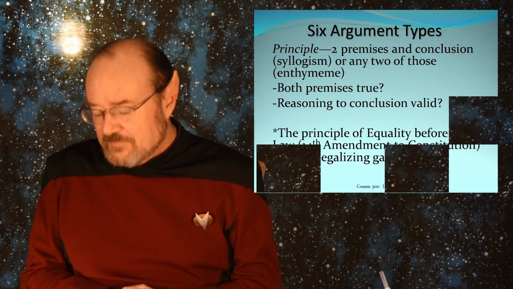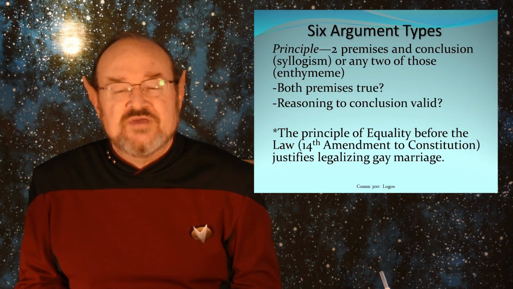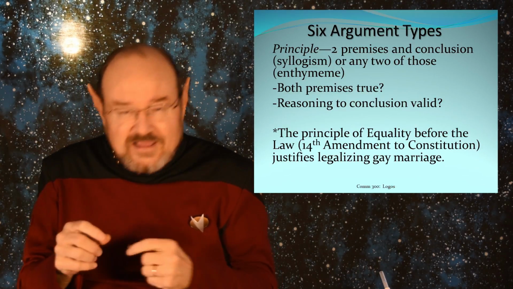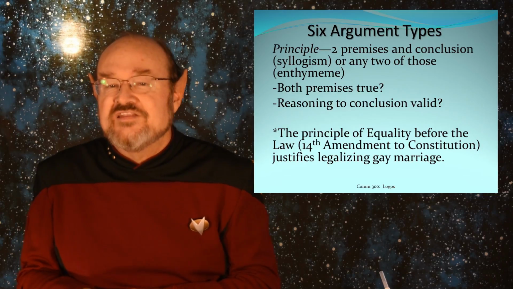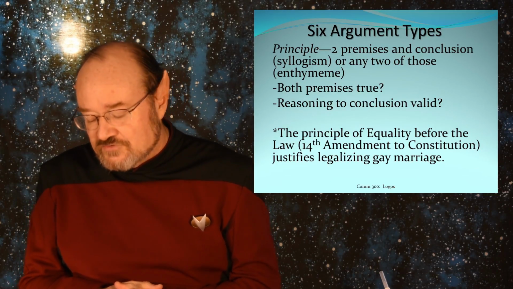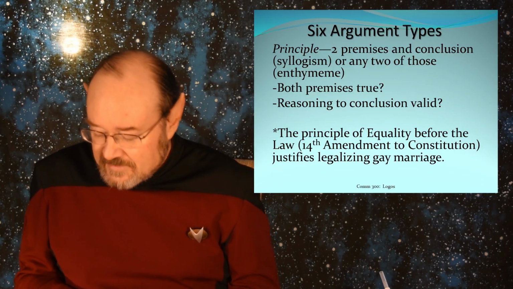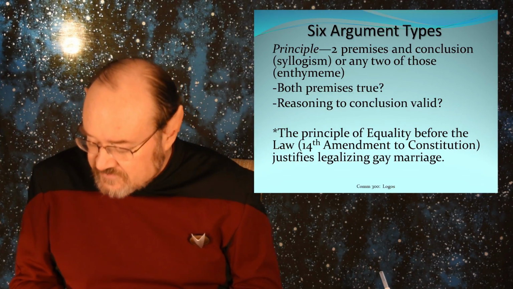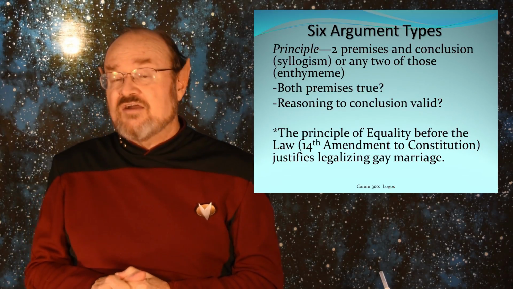Argument from principle. When you've got two principles, a major and a minor, and a conclusion, and of course if you only have two of those parts, then that's an enthymeme. You ask yourself, are both premises true? The example: the principle of equality before the law justifies legalizing gay marriage.